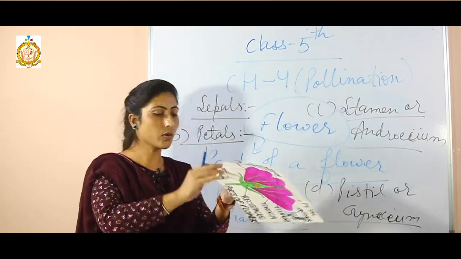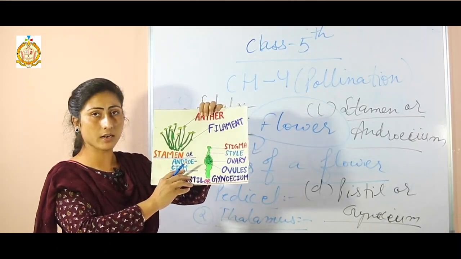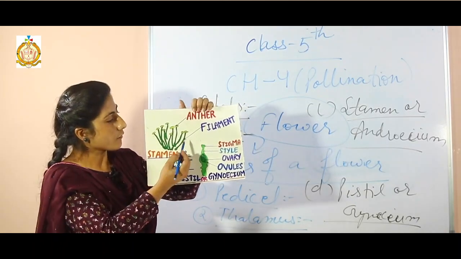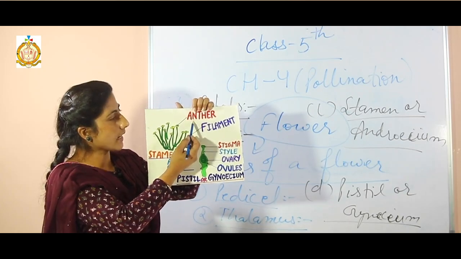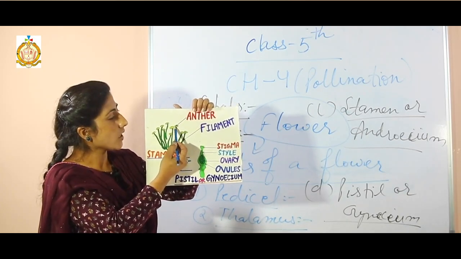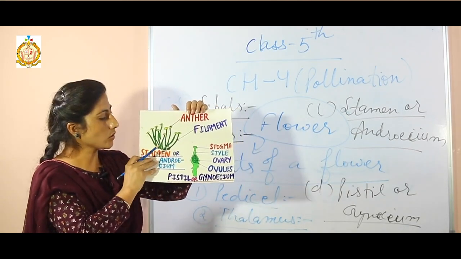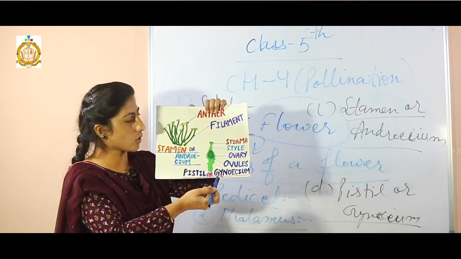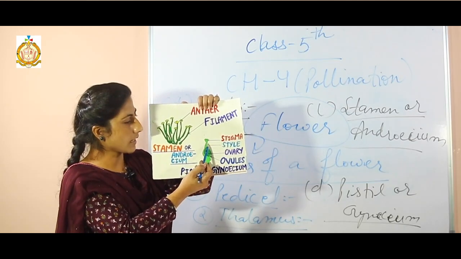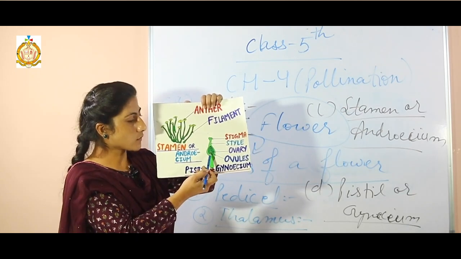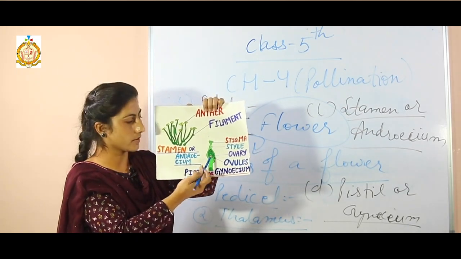Now you can see here also stamen or androecium, the male reproductive part of the flower, filament will be like this, and anther that has pollen grains will be like this. It has two lobes. Now the female reproductive part, pistil or gynoecium, is like this. It has stigma, then tubular style, then the swollen basal part, ovary that has ovules inside it.